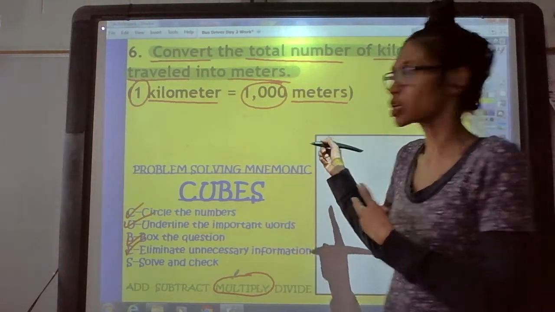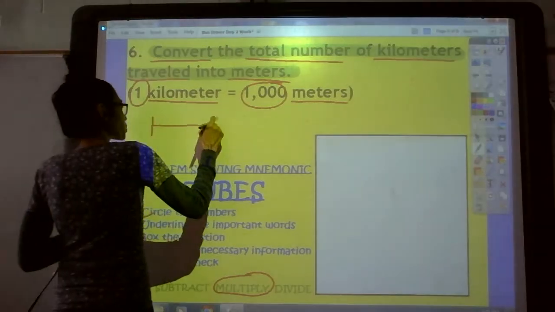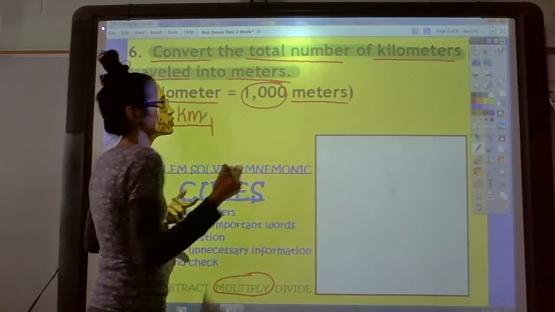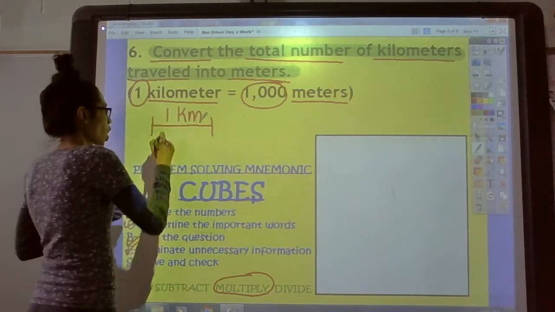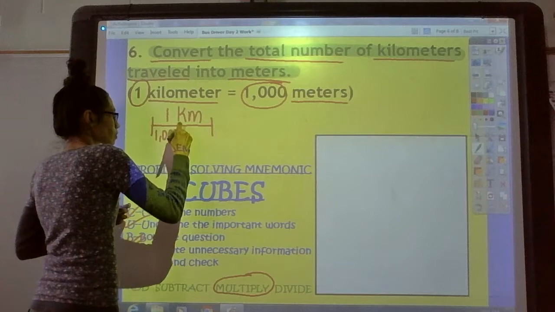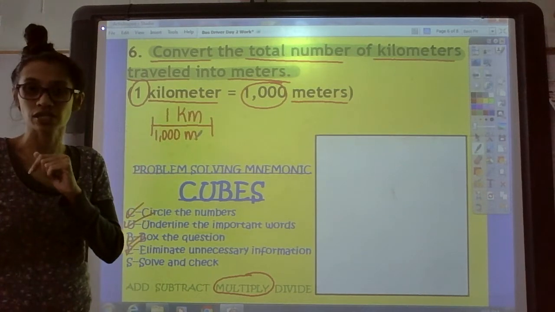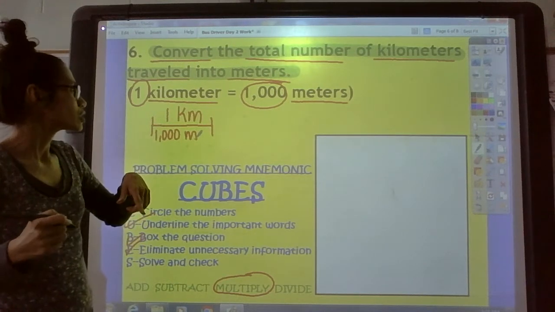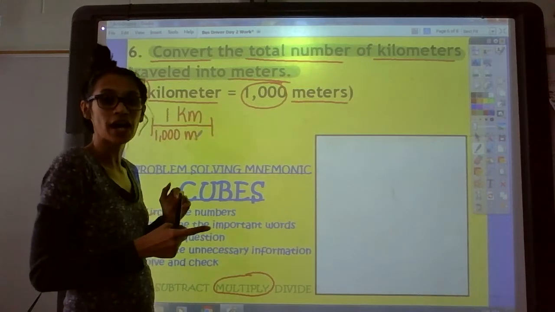Now let's take a look at the conversion. We have 1 kilometer. KM is the abbreviation for that. And for every 1 kilometer, there are 1,000 meters. And M is the abbreviation for meters. If we have the word miles, it's MI. So M is for meters. For every 1 kilometer, we have 1,000.